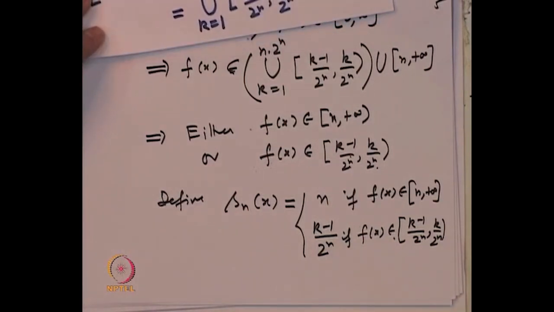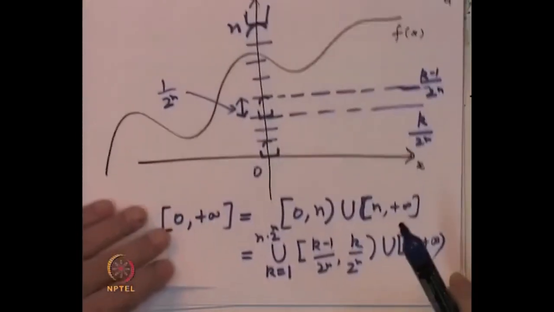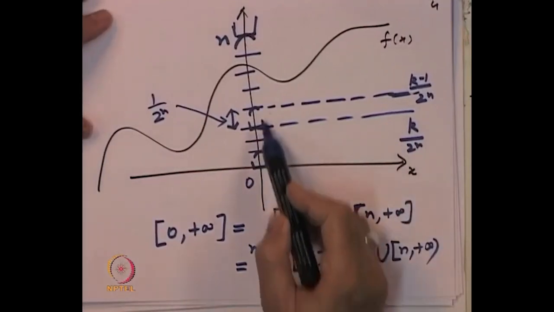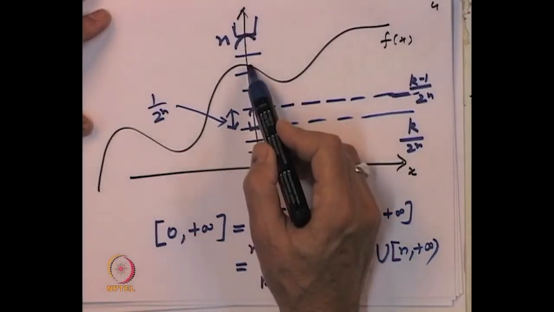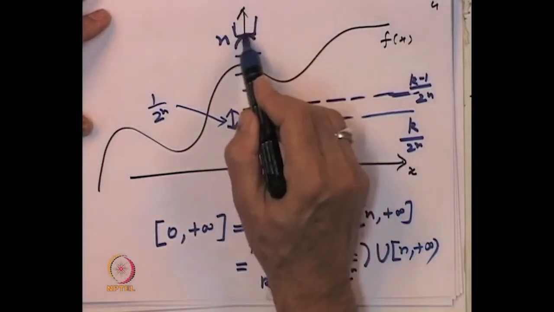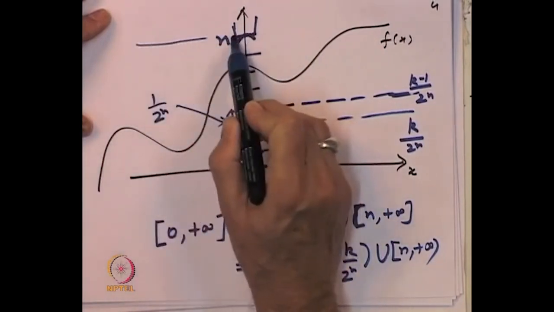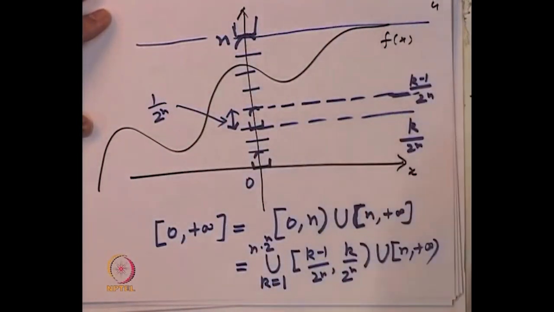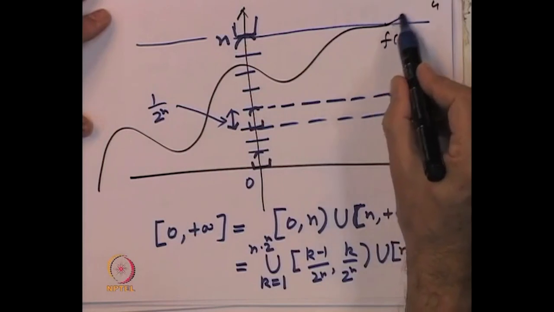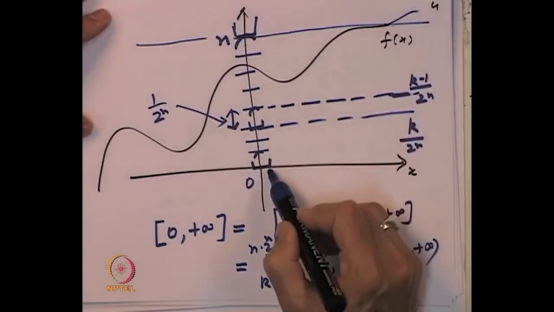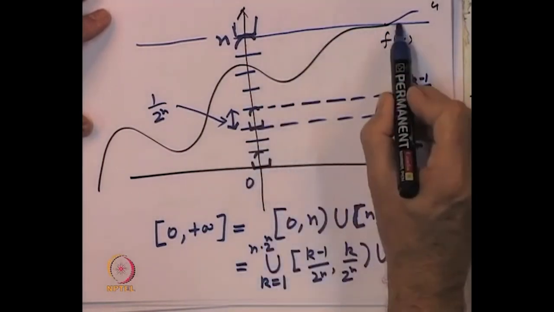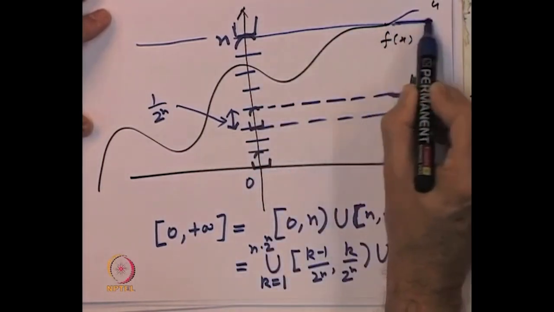So, let us look at it from the picture point of view. Because this is the range of the function, f of x is going to be somewhere. So, if f of x is above this line n, say for example, that is happening here, in this function, then for all these points, S n is going to be this constant.